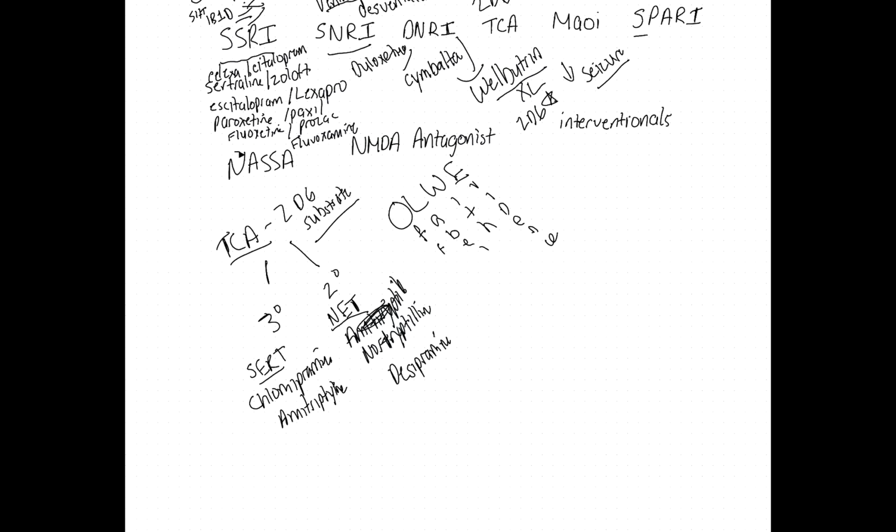Questions with tricyclics? Just know, potent anticholinergic, potent antihistamine, block sodium channels, right? Serotonin reuptake, norepinephrine reuptake, both of them, secondary and tertiary. But the difference is tertiary is a little bit more SERT, a little bit less NET. Secondary is a little bit more NET, a little bit less SERT. But secondary is usually better tolerated than tertiary, usually. Questions?